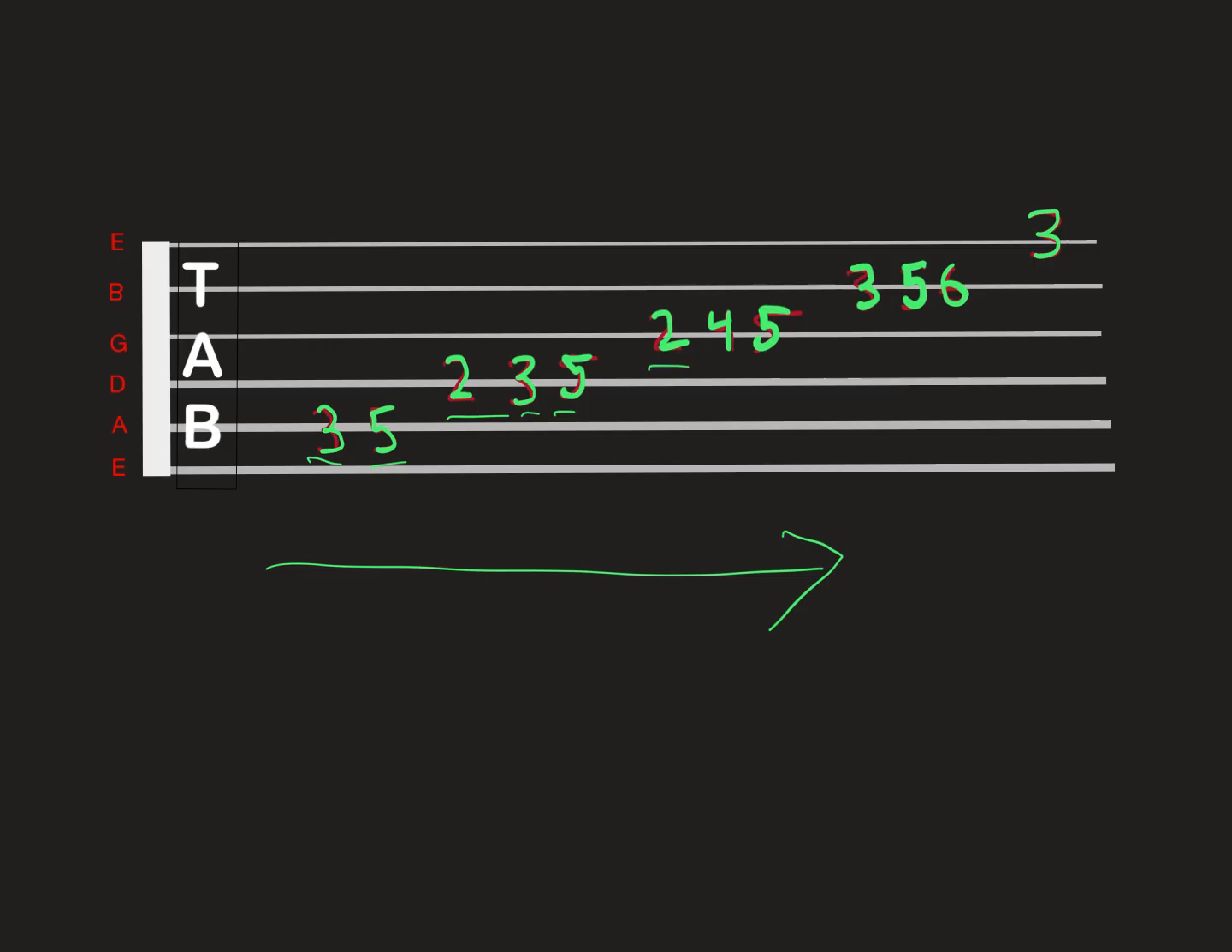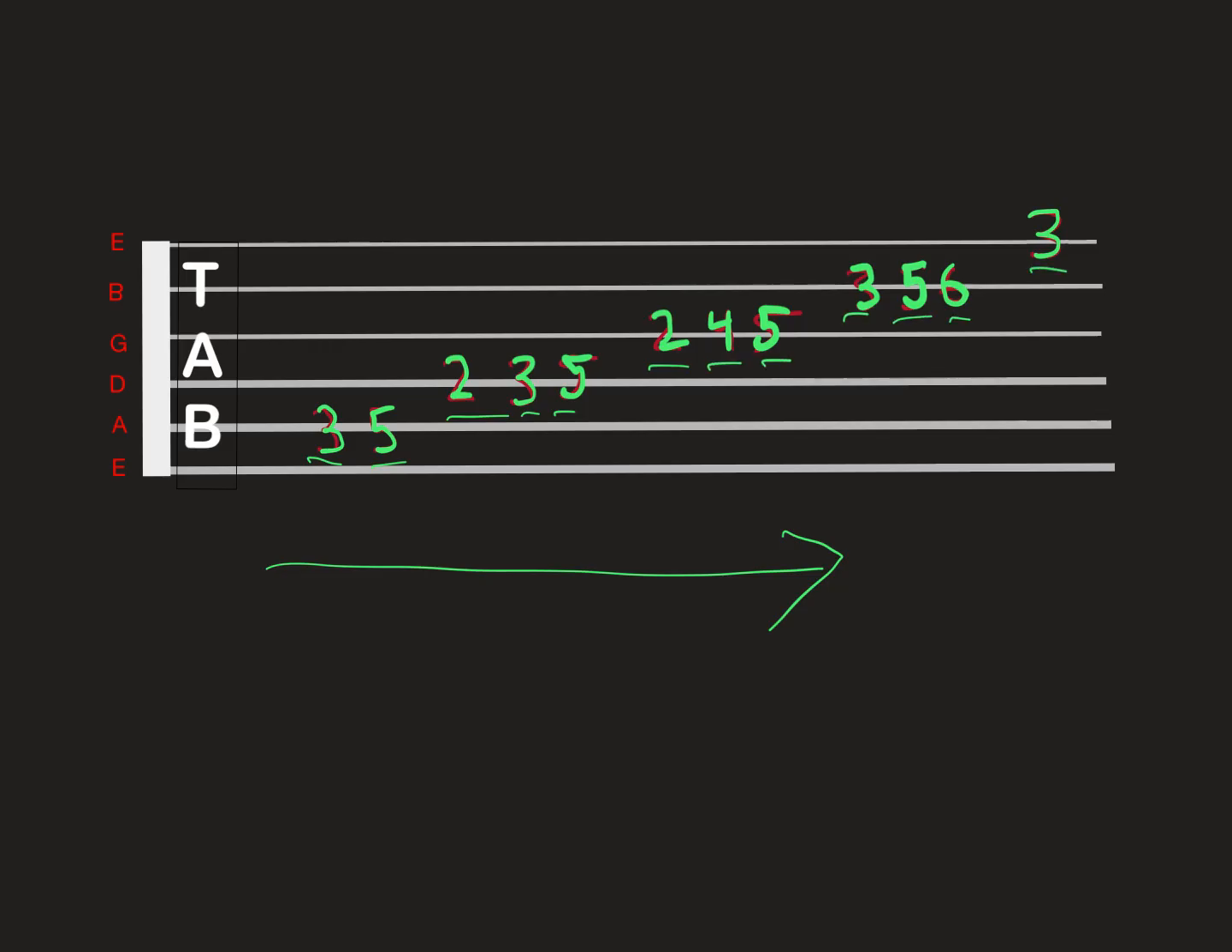Let's take a look at another example. This one's going to start on the A string. 3, 5, 2, 3, 5, 2, 4, 5, 3, 5, 6, 3. You see? So it doesn't have to necessarily start on the low string, but we still play it this way through time. And we can have multiple notes on the same string. There's no rule about that. You go 3, 5, 2, 3, 5, 2, 4, 5 in time, 3, 5, 6, right?